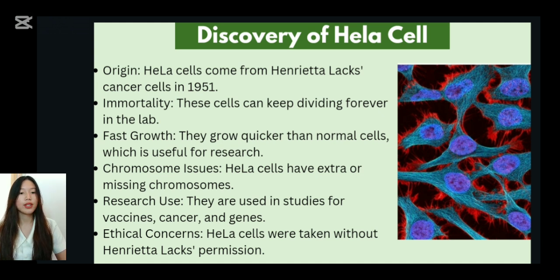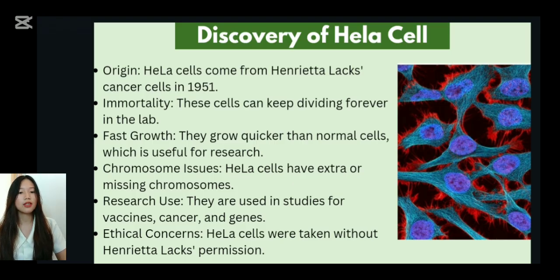came from the cancer cells of Henrietta Lacks in 1951. So kinuha ang cancer cell ni Lacks nang walang permission, which raised ethical issues in medical research. So these cells are called immortal dahil na-observe sa laboratory na kaya nitong mag-divide endlessly, which makes them very useful for scientific studies. And it was observed na it grew faster compared to normal cells, kaya ginamit ito sa research for vaccine, cancer, at genetics.